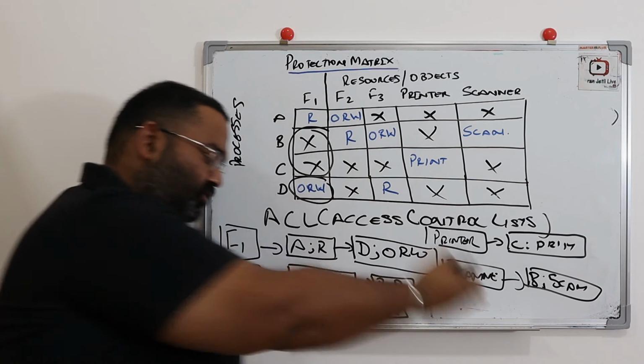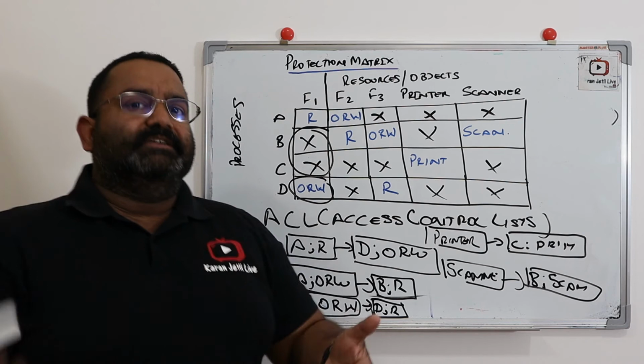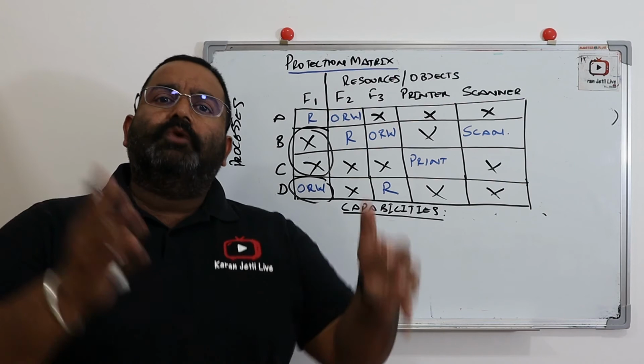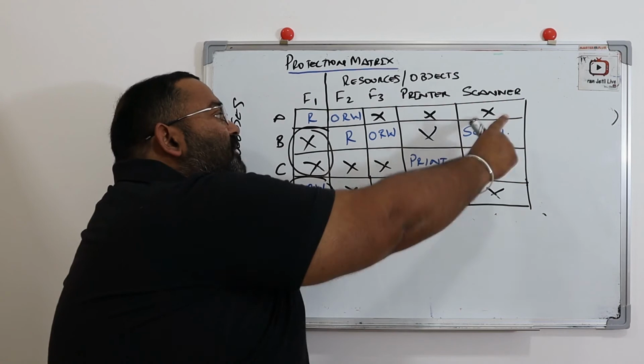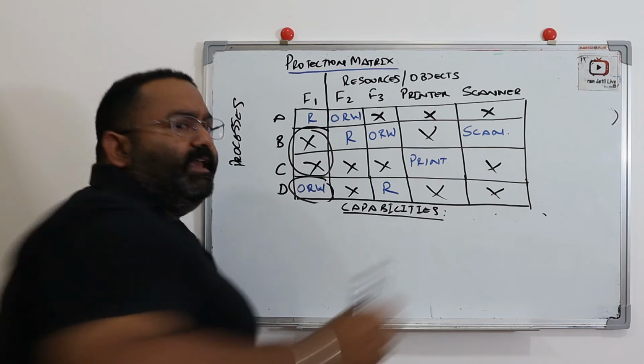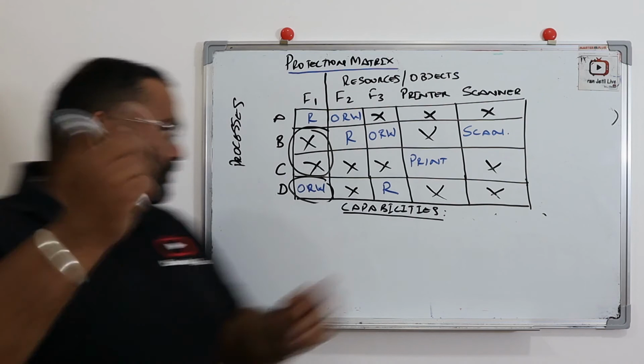Okay. So guys, after this, the next thing which comes is called capabilities. Now we are going to discuss that. When we talk about capabilities, a capability is also a linked list like an ACL. It is also a linked list using which we can implement the protection matrix. But here we will implement the protection matrix on the linked list row wise. ACL is the implementation of the protection matrix column wise, and capabilities is the implementation of the protection matrix row wise. Easy to make, like ACL.